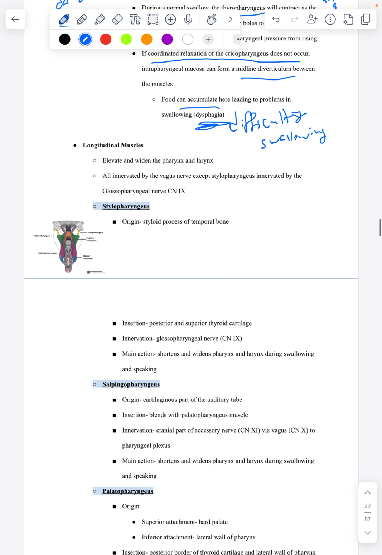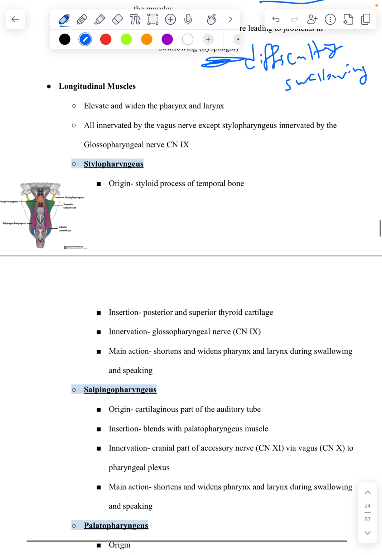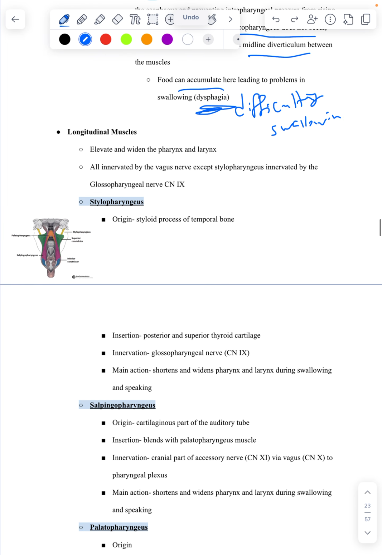Okay, now your longitudinal muscles. They elevate and they widen the pharynx and the larynx. They're all innervated, where is it? By the vagus nerve, except, and they love exceptions, the stylopharyngeus, which is by 9.